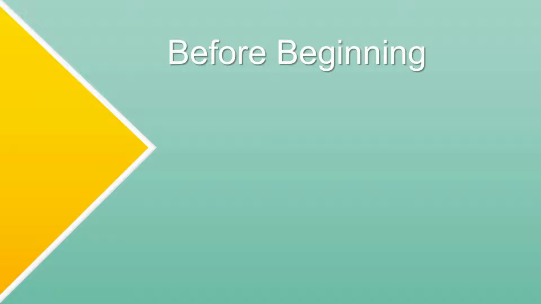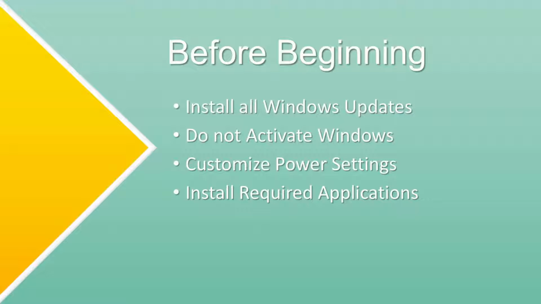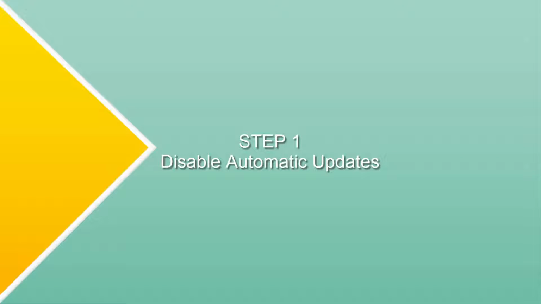Before beginning the optimization process, install all Windows updates. I recommend that you do not activate Windows. However, if you are using a volume license, this is optional. Since it is a virtual machine, you will most likely want to change the power settings in the control panel to never put the computer to sleep. You may also choose to install any base applications that are required by all users.